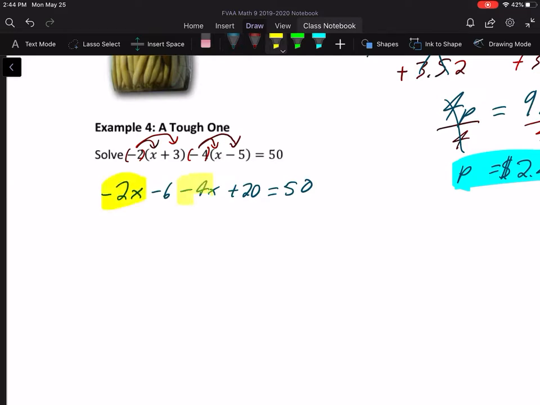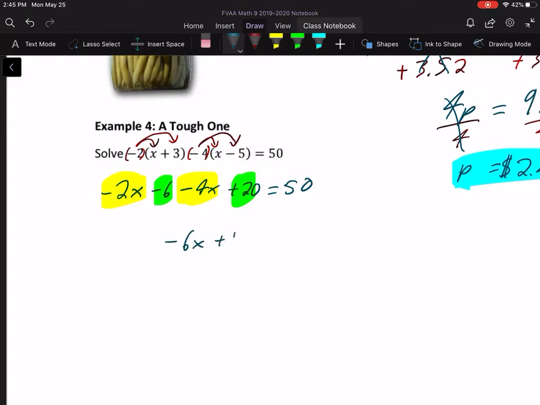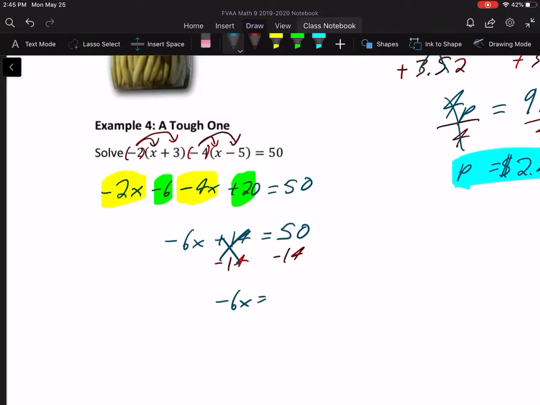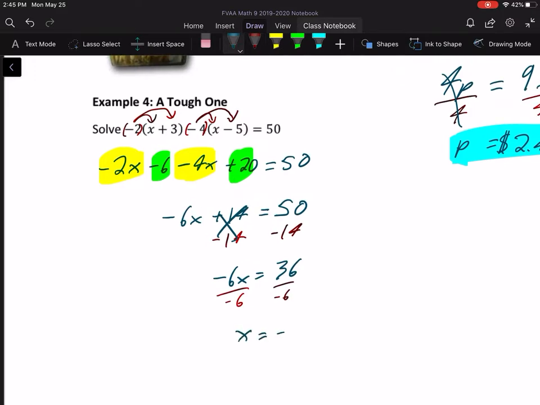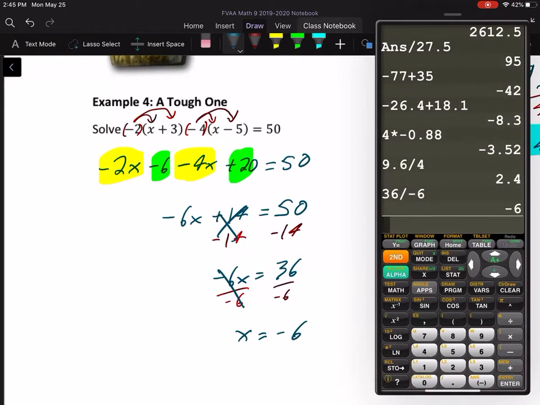So here I have some like terms. These 2 terms are like terms. These 2 terms are like terms. So negative 2x minus 4x is negative 6x. And negative 6 plus 20 is plus 14, which is equal to 50. And then it's just a 2-step algebra problem. Minus 14 on both sides. Negative 6x is equal to, would that be 36? And then divide by negative 6 on both sides. And I get an answer of x is equal to negative 6. 36 divided by negative 6 equals negative 6.